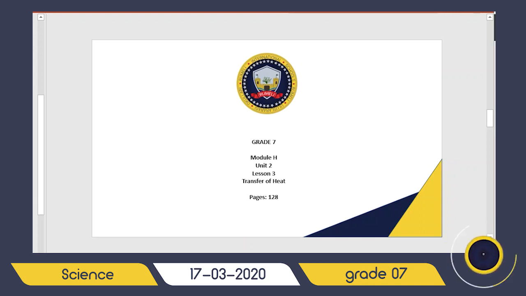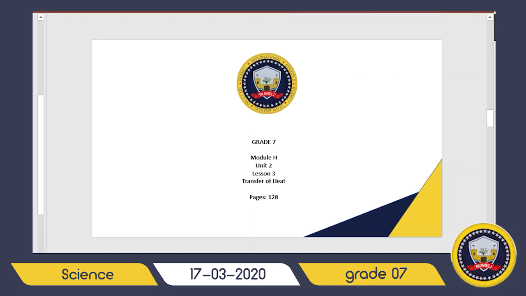So when I increase the speed of the particles, I can also change the state of matter from solid to liquid or liquid to gas. When I decrease the energy of particles, I will be able to change the state from gas to liquid or liquid to solid.